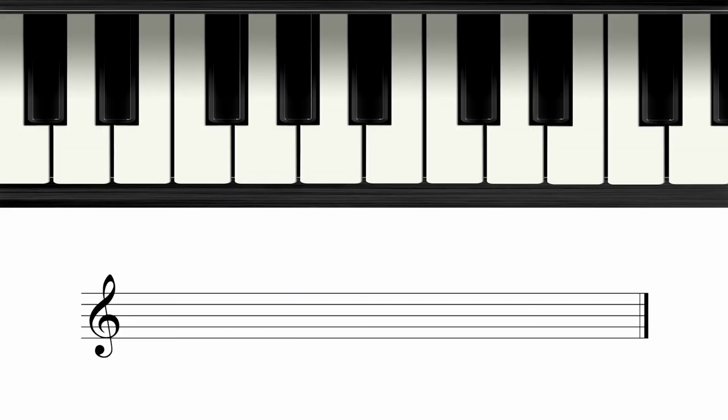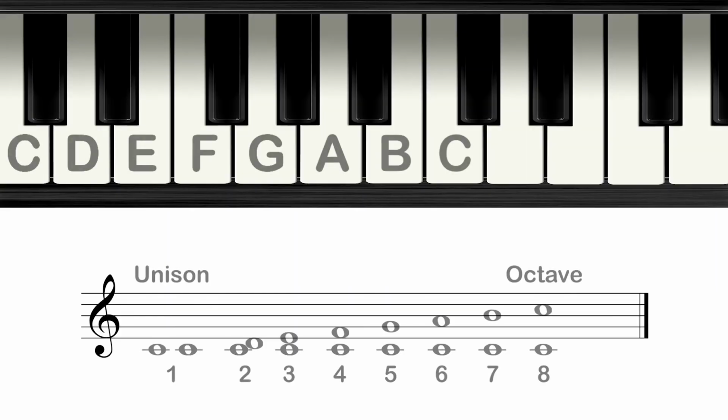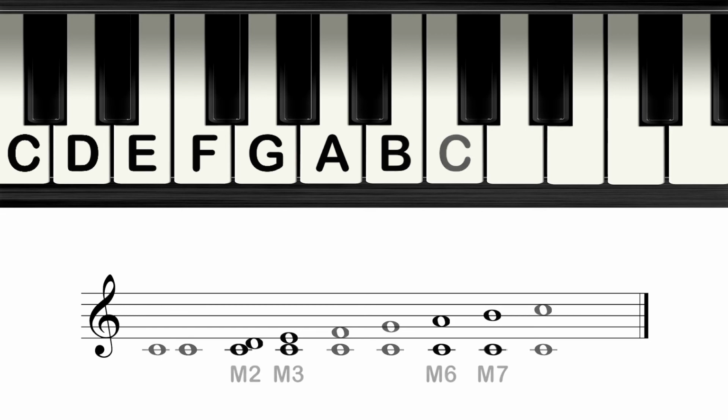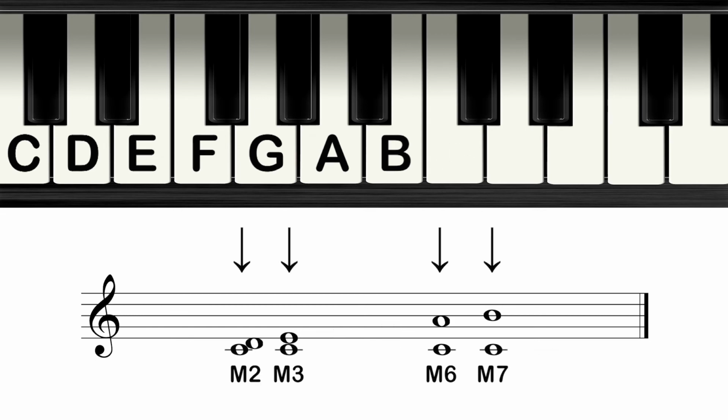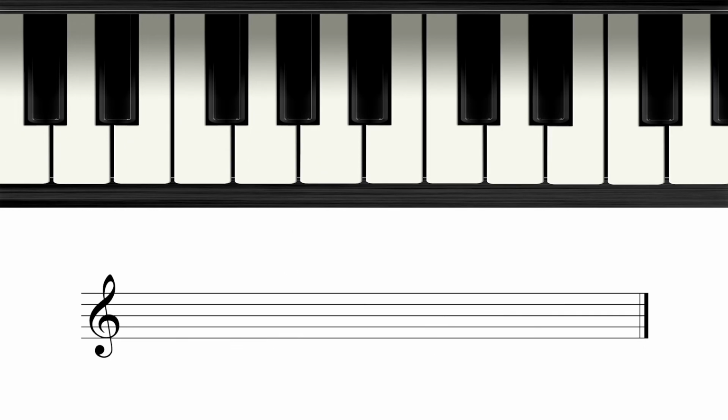To write a major interval above any note, think of the bottom note being the first scale degree of a major scale, and write the correct scale degree 2, 3, 6, or 7 above that note. So you want to write a major third, and the bottom note is a D. 3 notes up is F, and in the key of D, there is an F sharp. So a major third from D is the note F sharp.